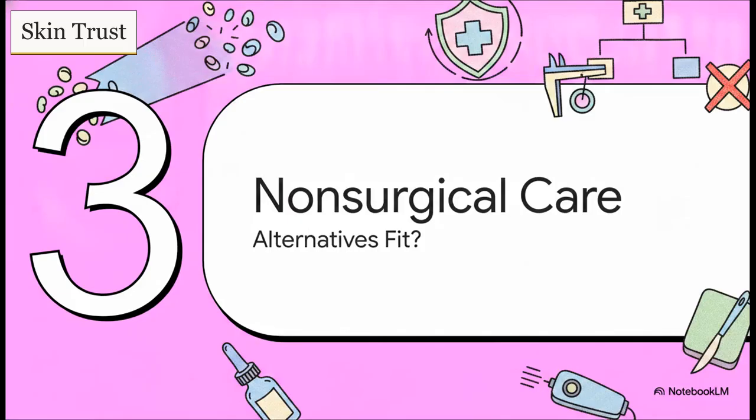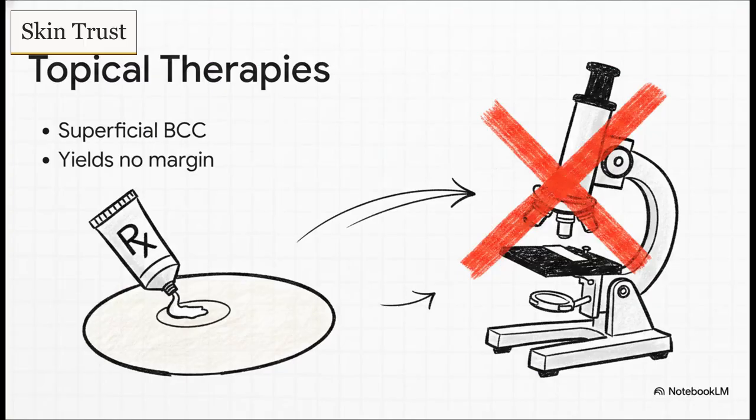Which brings us to Section 3, non-surgical alternatives. When do they fit? I hear this all the time, though. What if a patient, say patient A, just wants to use a cream to avoid surgery entirely? Yeah, it's a really common preference. And topical therapies like prescription creams can be highly effective, but only for carefully selected superficial BCC or SCC in situ. They work by treating a wider skin field.